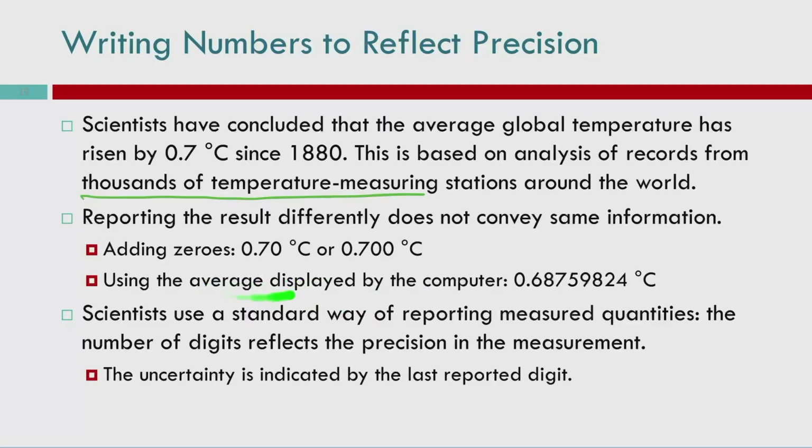An example of an average that might be displayed by the computer with all of these decimal places implies that all of the temperature measuring stations and records went out to this many places, all the way out to wherever this 4 is, the millionth of a degree Celsius, which is just an absurd level of precision for just measuring the weather. So it's more accurate to say 0.7. It's reasonable to assume that all of the temperature measuring stations around the world measured to 0.1 degrees Celsius, or 1 degree Celsius, depending on what sort of measuring equipment they had.